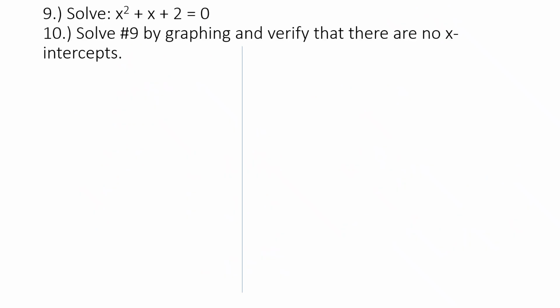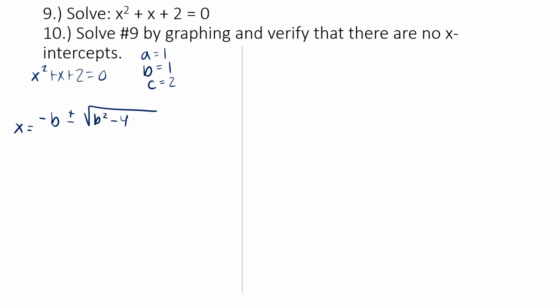All right. So number 9, solve that equation, and number 10, solve number 9 by graphing and verify that there are no x-intercepts. So this is one that we have to do with the quadratic formula. So a is equal to 1, b is equal to 1, and c is equal to 2. The quadratic formula is this: the opposite of b plus or minus the square root of b squared minus 4ac all over 2a. And we're going to dump in those values. So the opposite of 1 is negative 1.